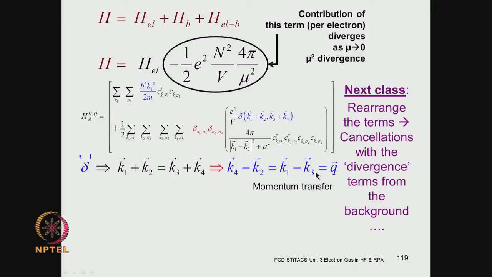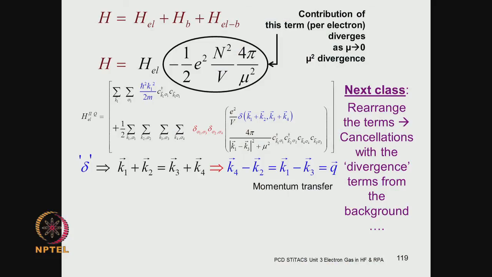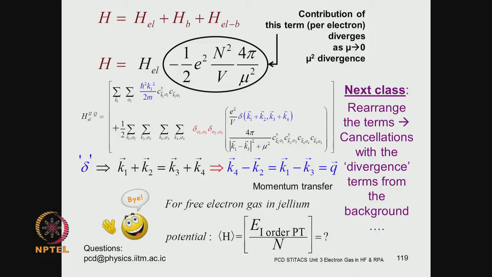So what we will do in the next class is to rearrange these terms. We will analyze the terms for different values of q, which is the momentum transfer. Okay? And what are the terms corresponding to zero momentum transfer? What are the terms corresponding to non-zero momentum transfer? Because obviously when k4 is equal to k2, k1 is equal to k3, and the momentum transferred is 0. So we will look at these terms carefully, and we will find happily that the zero momentum transfer terms actually cancel the mu square divergence, but that's something we will do in our next class.